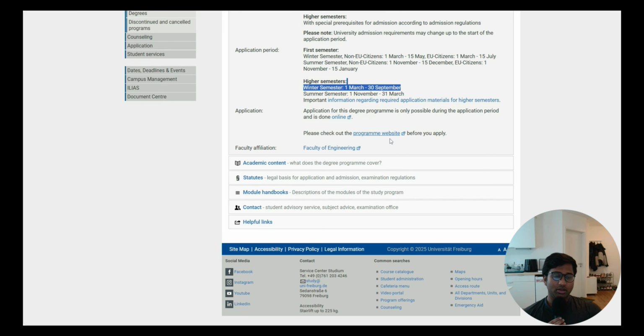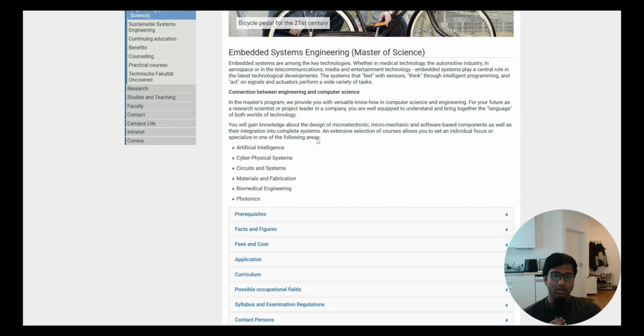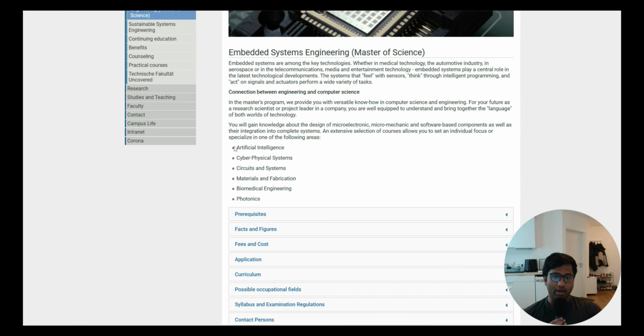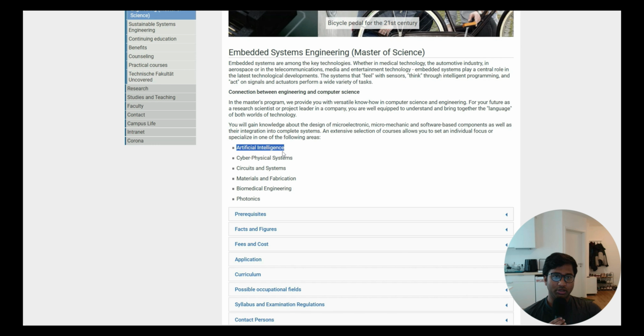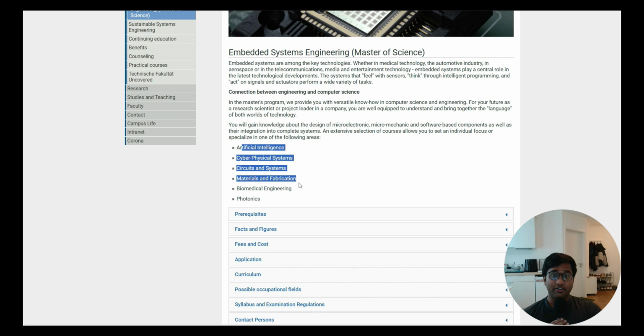Okay, please check out the program website to get a glimpse of what you will be studying in embedded system engineering and what the specialized areas are. In this embedded system engineering, you will have specialized areas of artificial intelligence, cyber physical systems, circuits and systems, materials and fabrication, biomedical engineering and photonics.